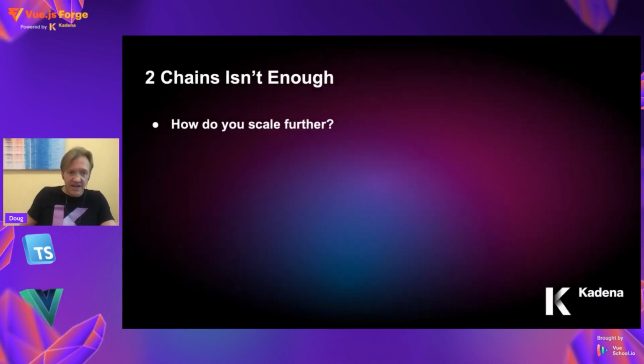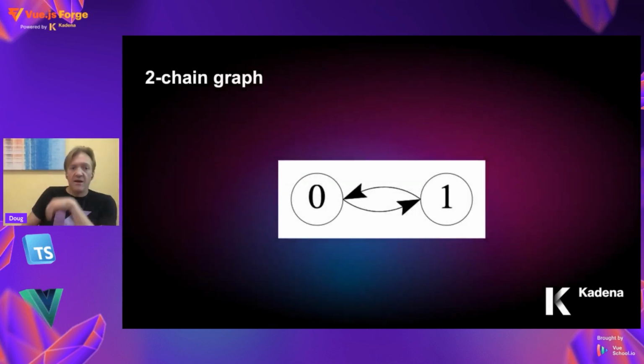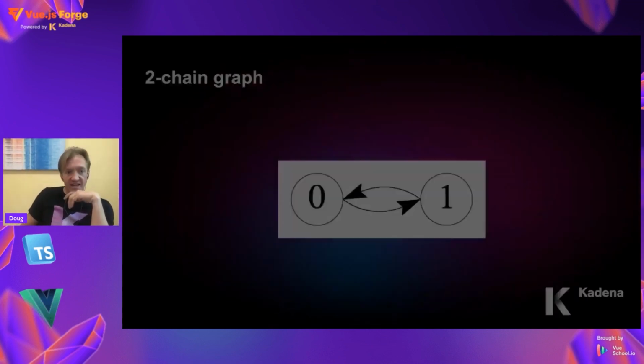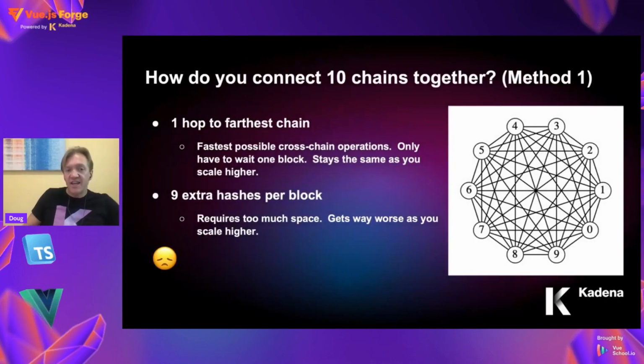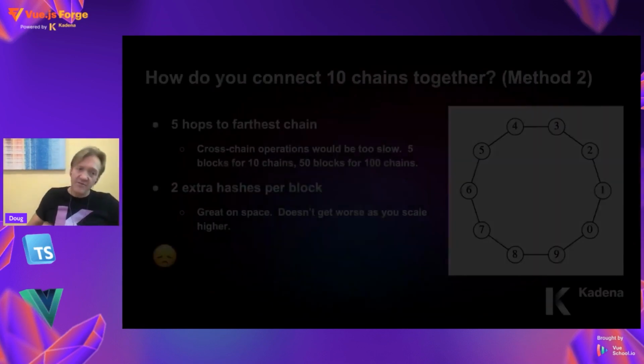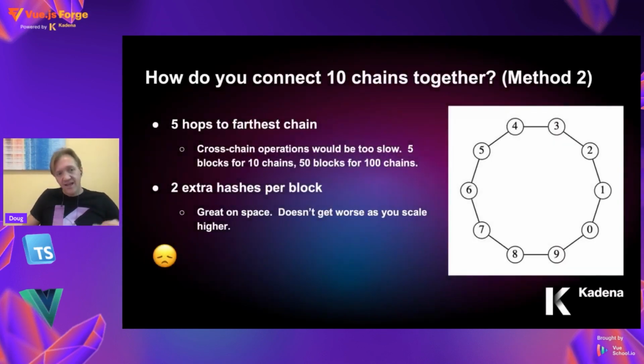2 isn't enough chains. We need to be able to go higher than that. Here's what the 2-chain graph looks like. How do you connect more chains together? If you connect it like this, there's too many lines in this graph. There's too many hashes per block. This doesn't quite work. It requires too much space. If you connected it in a different way, it's not very much space, but it takes too long to get from one chain to another to get to all the other ways, 5 hops.